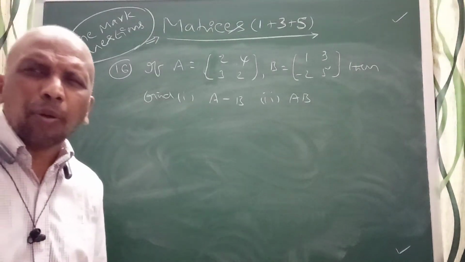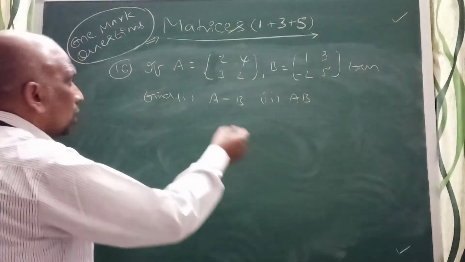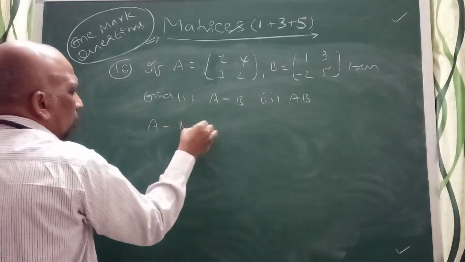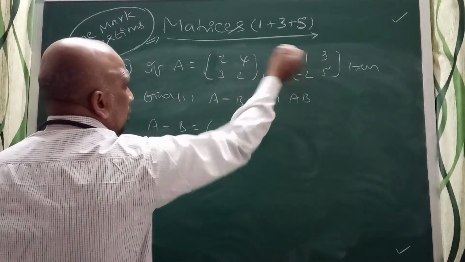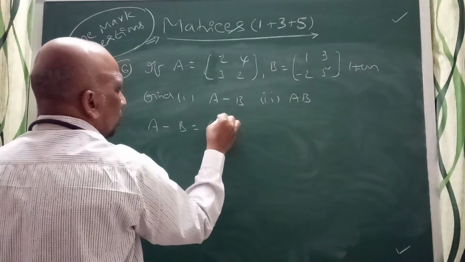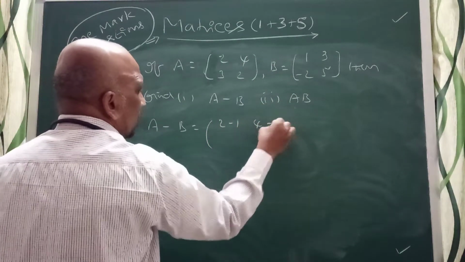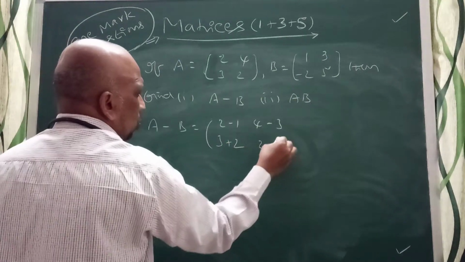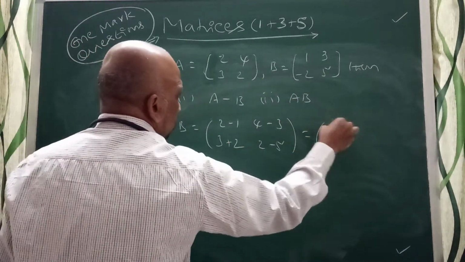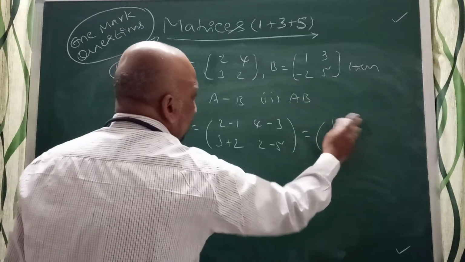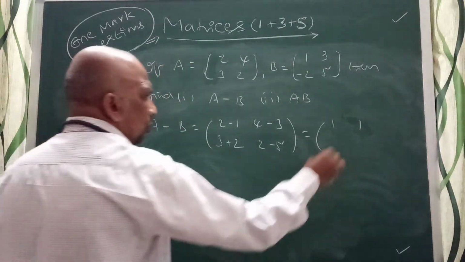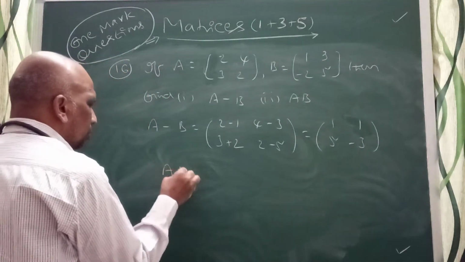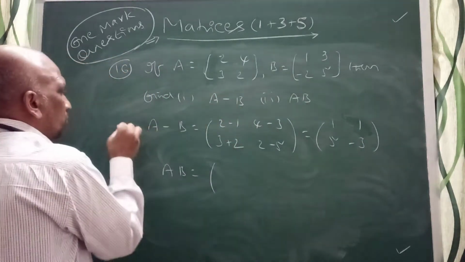So these are simple problems. They may ask for 1 mark. They are given A minus B, AB. If it is A minus B, you can take the difference of the corresponding elements: 2 minus 1, 4 minus 3, minus 2 minus 5, and 5 minus 3. If it is AB, the product.